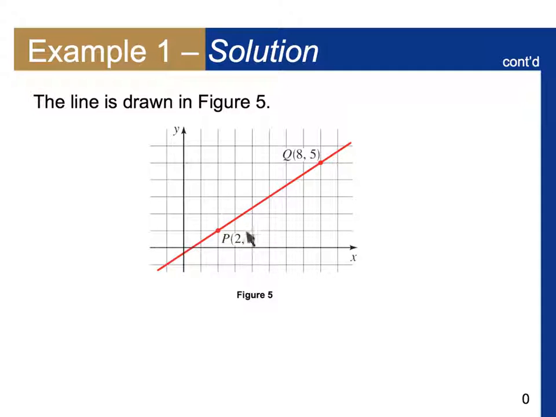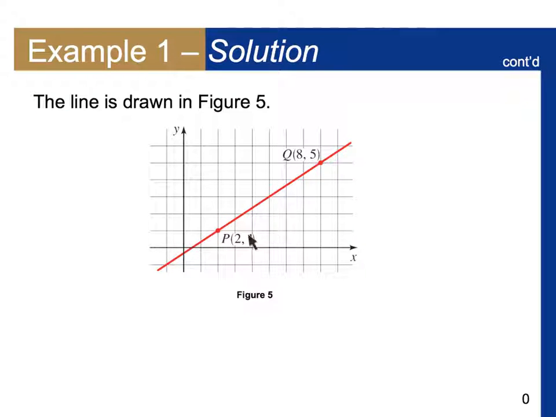So here's our line, and you can see our run is 6: 1, 2, 3, 4, 5, 6, and our rise is 4: 1, 2, 3, 4. But you can see if we go across 3 and up 2, we end up on the line again at a different point. And if we do it again, we get to that second point, across 3, up 2.